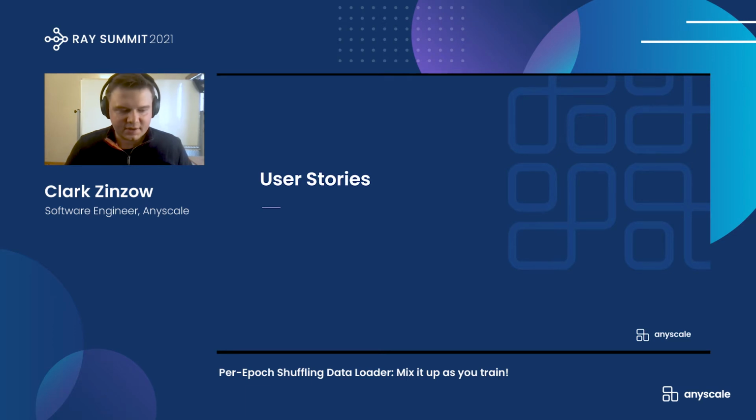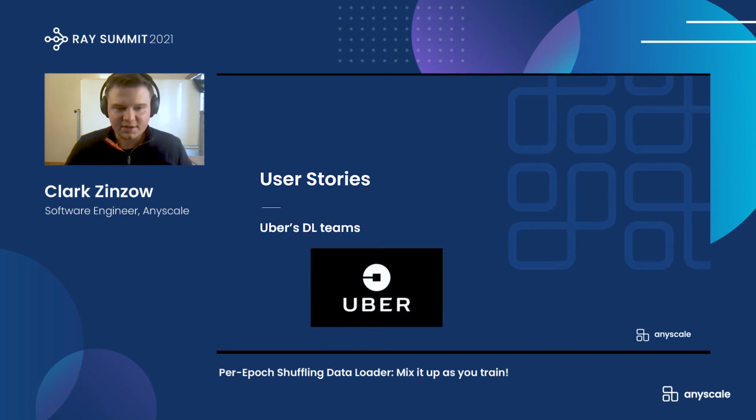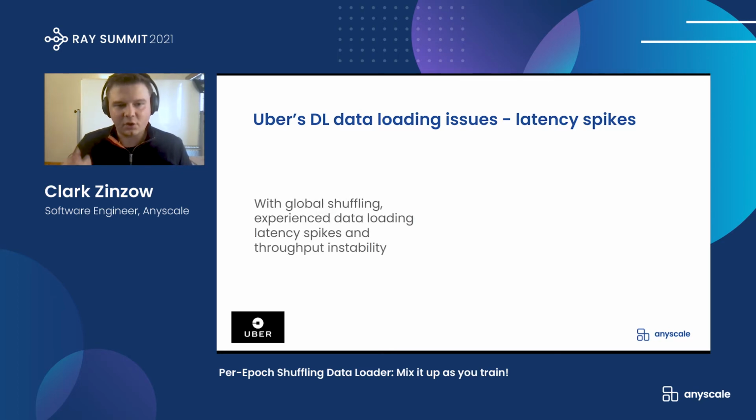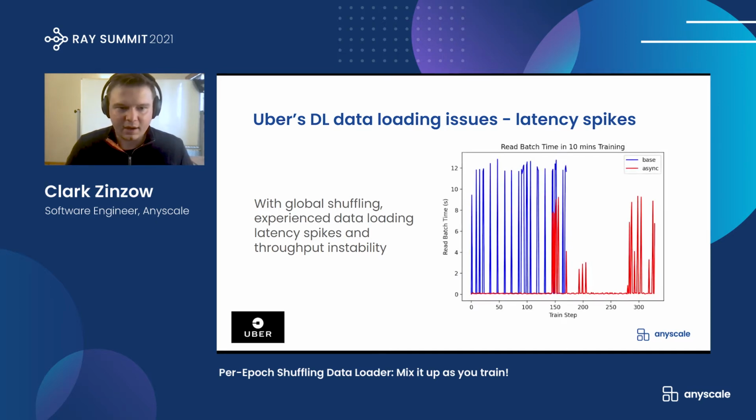We've heard from a couple of users that this is an issue. One of the biggest users that we've been working with is Uber's deep learning teams. And they were experiencing a couple of key issues. First, when global shuffling was turned on within Petastorm, they were experiencing latency spikes and throughput instability. As you can see from this graph, the baseline shuffler was synchronous, not doing any pipelining, and the async shuffler was doing pipelining of shuffling with training. And even with the pipelining async shuffling data loader, they were still seeing random, up to 10-second latency spikes, causing trainer stragglers and slowing down training overall.